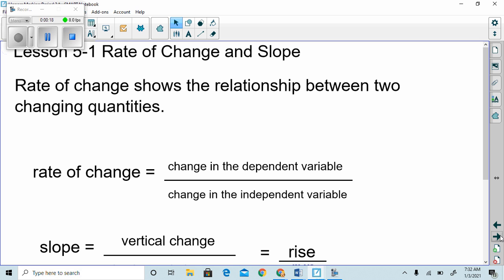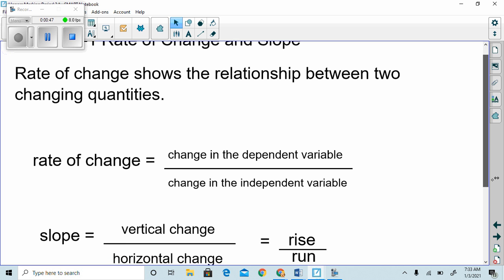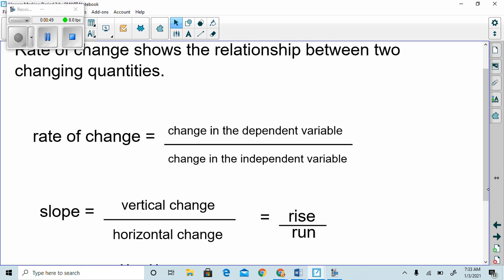In our first section, we're going to be talking about rate of change and slope. Now, when we talk about rate of change, it can be written as a ratio showing a relationship between changing quantities, in this case, the vertical change and the horizontal change. If you think back to when we talked about functions, we said that the x terms were our independent variables and our y terms were our dependent variables. So it's the change in y over the change in x, our vertical change over horizontal change, and we sometimes just say rise over run.